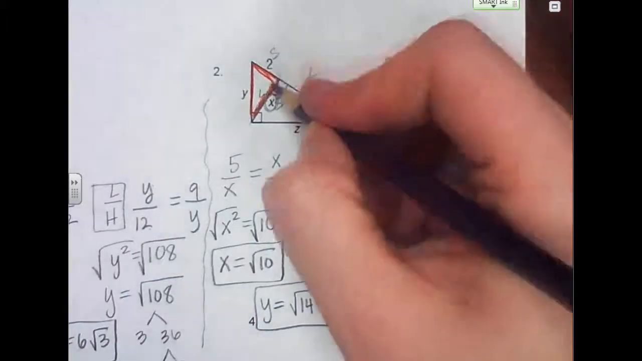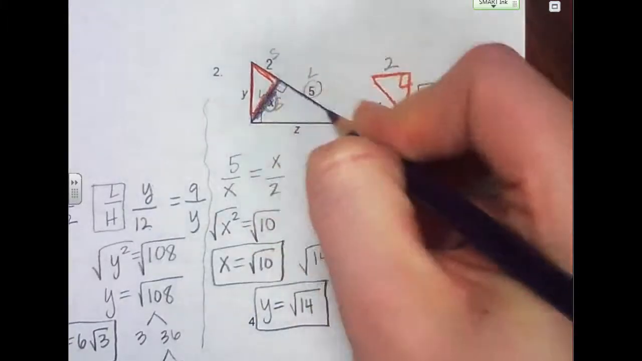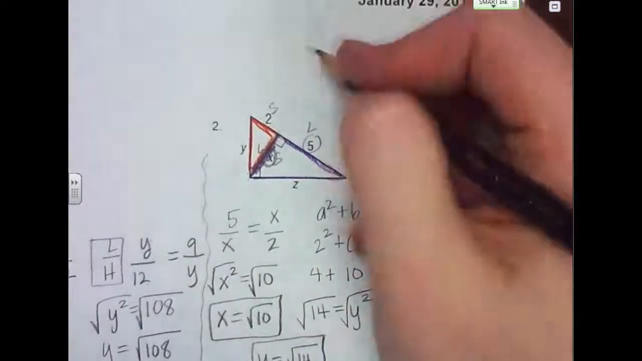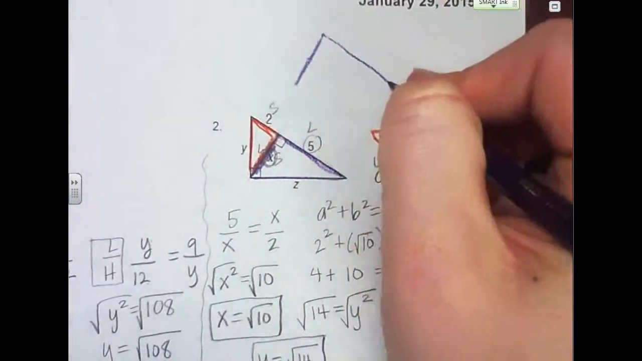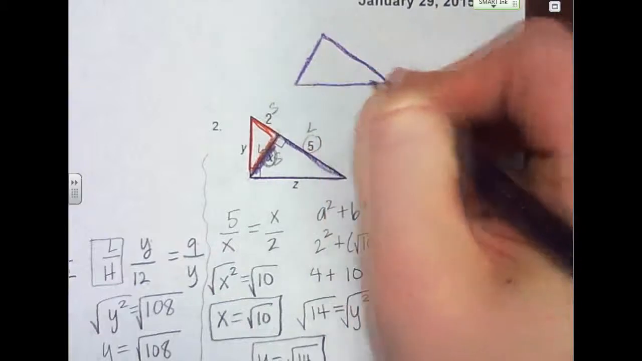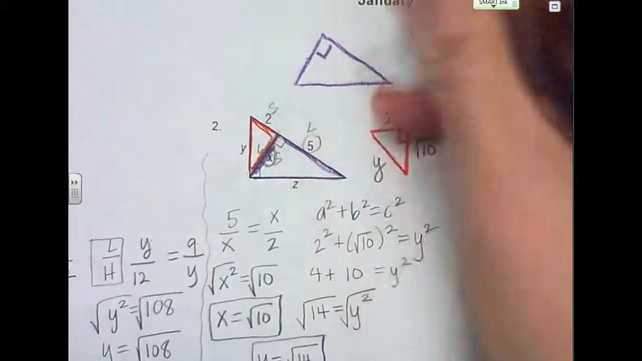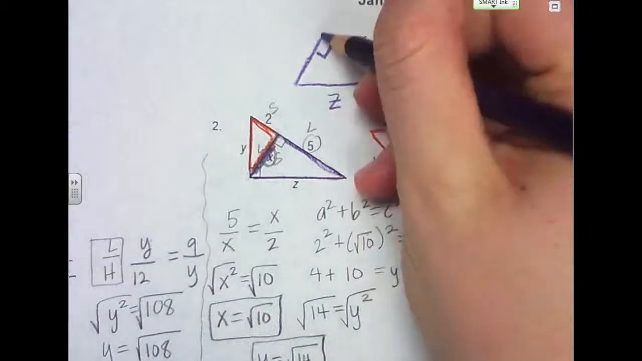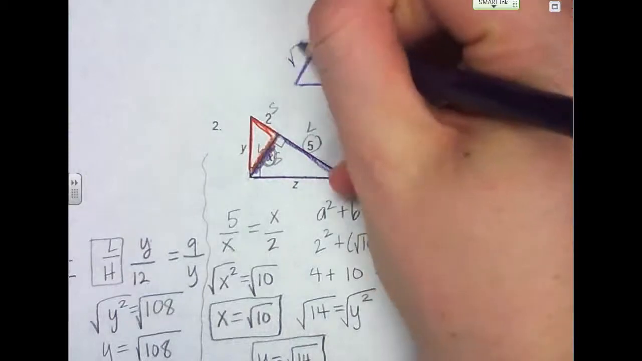Okay, so now let's do this one. If we were to write out this triangle, so I'll write it up here at the top. So here's our right angle. We know this side is 5, this side is z, and this side is x, which we know is square root 10.